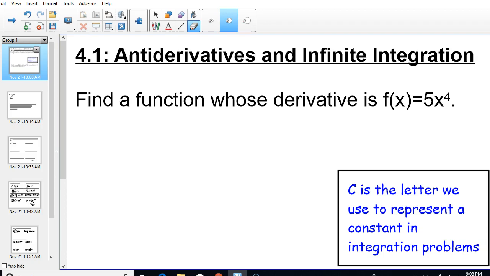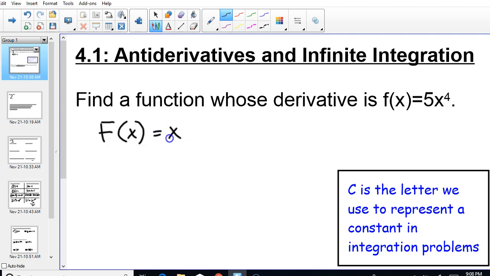So for example, we have this function here, f of x equals 5x to the fourth power. If we try to think of the function that has this derivative, it's not too difficult to see because it's a pretty simple one. The original function would have been capital F of x equals x to the fifth power. If we take the derivative of x to the fifth power, we get 5x to the fourth power. Notice I use a capital F there to show it's not the same function. It's the function that came before the derivative.